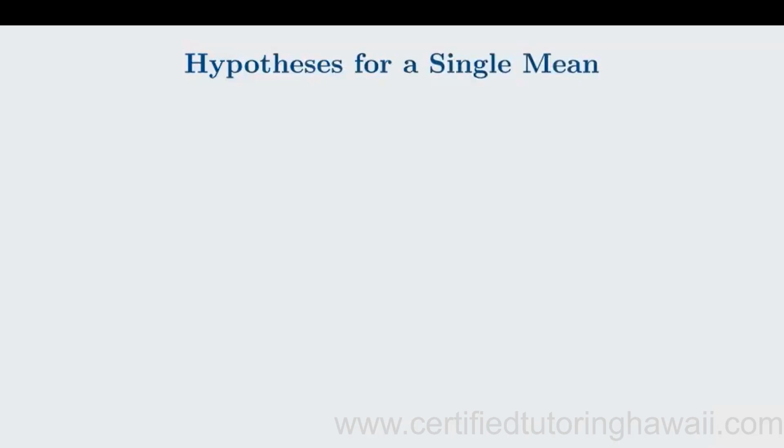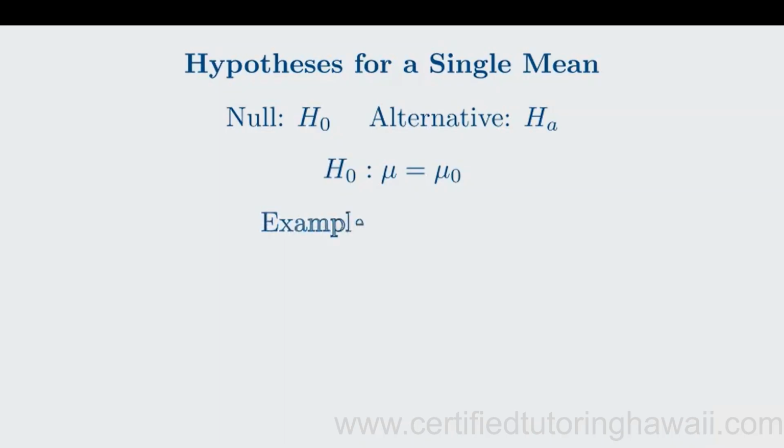Now that we know how to define our parameters, let's talk about the claims we are actually testing. These are our hypotheses: the null hypothesis, H0, and the alternative hypothesis, H sub A. The null hypothesis is the status quo, or the statement of no effect. For a one-sample t-test, the null hypothesis always uses an equal sign. Here, mu0 represents the specific numerical value we are testing against. For example, if a company claims their cereal boxes weigh 16 ounces, our null would be mu equals 16.